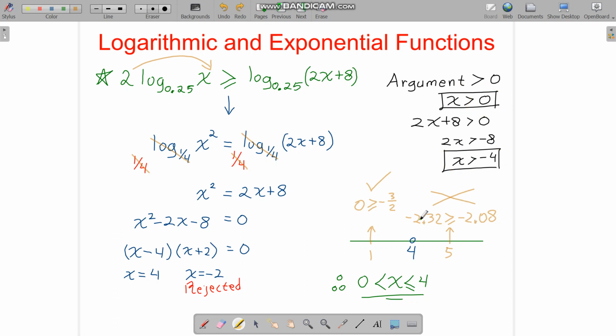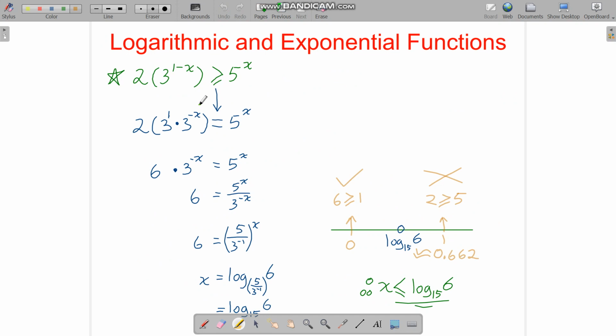And from here, you put the critical value and then you check. You cannot check using 0, of course, because you'll get an error. So you have to check using something else, and you'll get the left interval accepted. So x must be smaller than 4, but x must be bigger than 0. So this is the final answer.